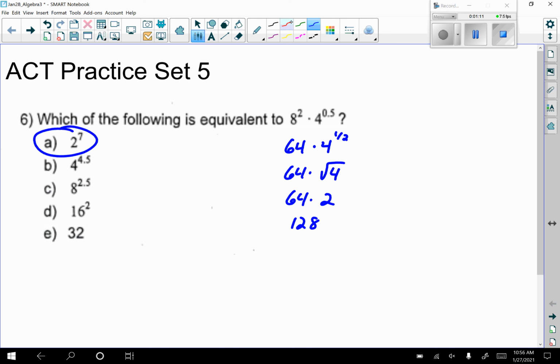Now, another way to do this without turning 8 squared into 64 is to rewrite all of these in base 2. So 8 is 2 cubed, but then we're squaring that. And then 4 is 2 squared, and then we're taking that to the 0.5 power. So this becomes 2 to the 6th times 2, half of 2 is 1, so then we get 2 to the 7th that way.